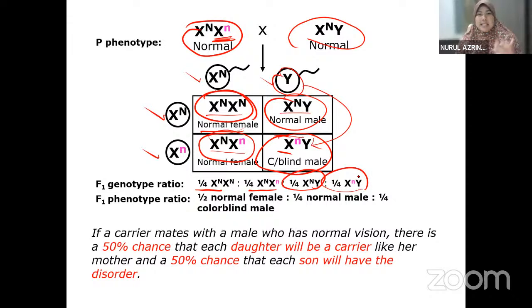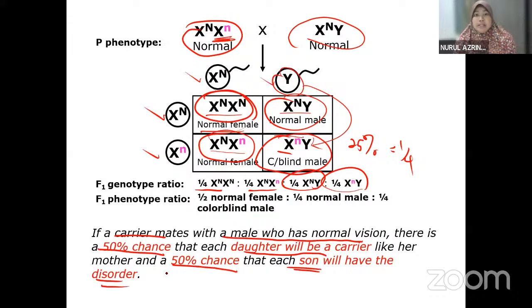So berapa persen ni chances anak yang akan jadi colorblind? Chances dia adalah 25%. Sebab apa? 1/4 daripada jumlah anak-anak ni. So chances to be colorblind. So you can see here, if a carrier mates with a male who is normal vision, there is 50% chance that each daughter will be carrier like her mother, and 50% chance that each son will be having that disorder. Maknanya di kalangan anak lelaki, chances anak lelaki untuk dapat colorblind ialah 50%. Dan chances anak perempuan untuk dapat colorblind pun 50% di kalangan anak perempuan. Tapi kalau di kalangan seluruh anak-anak, keberangkalan dia 25%.